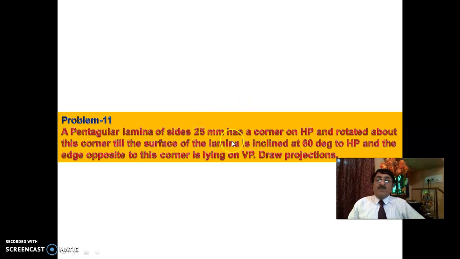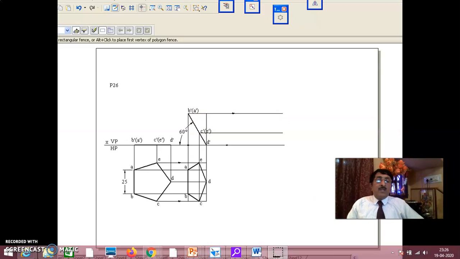A pentagonal lamina of size 25 has a corner on HP. I told you for a pentagonal lamina, you can make edge on HP or corner on HP by one single position of the pentagonal lamina drawn. Rotate it about this corner till the surface of the lamina is inclined at 60 degrees to HP and the edge opposite to the corner is lying on VP. Draw projections. Now you see here.